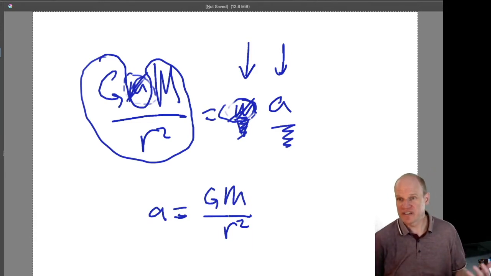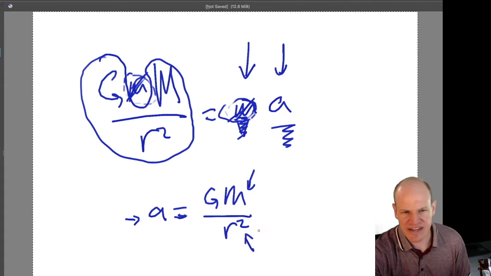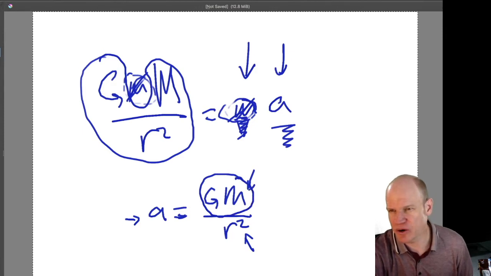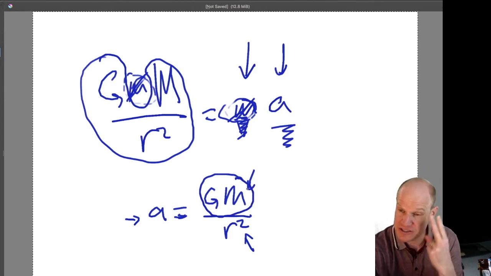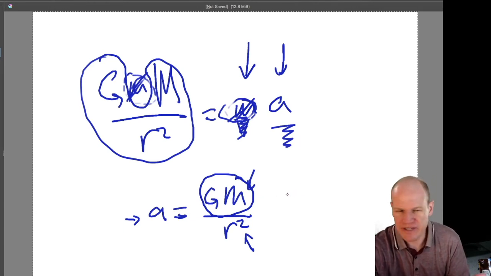Now, if you're a person standing on the surface of the Earth, what that says is that the acceleration of some object is proportional to the mass of the Earth divided by the size of the Earth squared. The problem is that these two quantities, G and M, always come together. They always appear as a product. There's no G plus M anywhere in the equations.